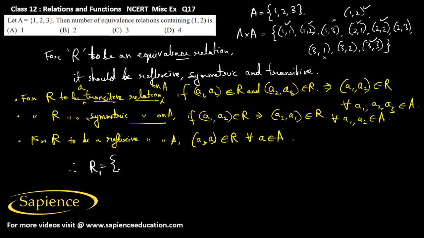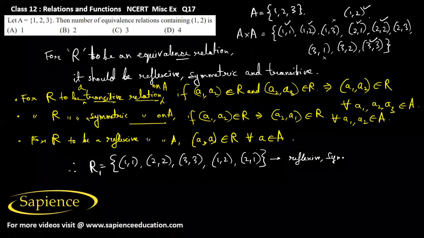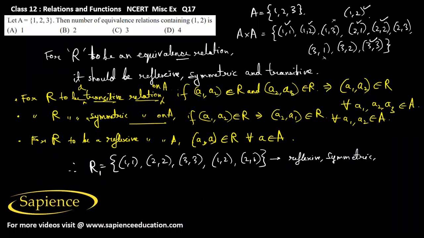We can get one relation R1. So that can be (1, 1), (2, 2), (3, 3) should be there for R1 to be reflexive. And then it should contain (1, 2), it is told, so (2, 1) also should be there. So it is reflexive also. It is symmetric also, since (1, 2) is there, so (2, 1) is also there. And (3, 1) is not there, so (1, 3) is also not there. These 4 are not there.